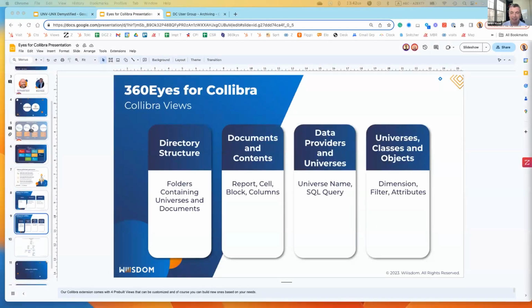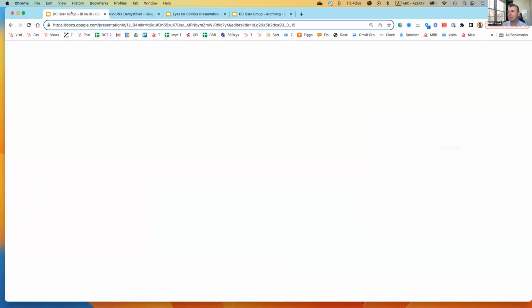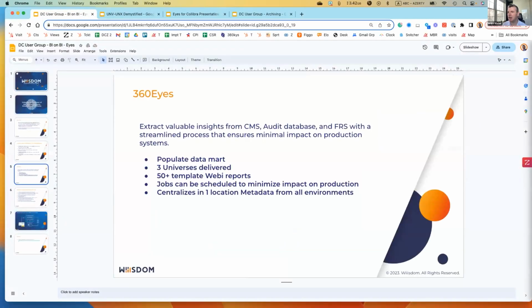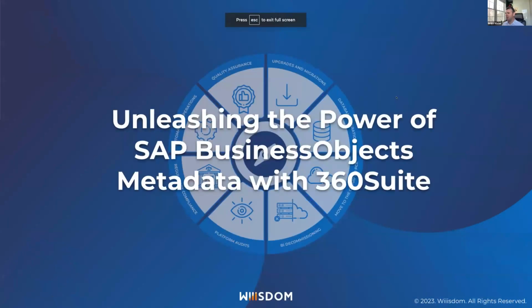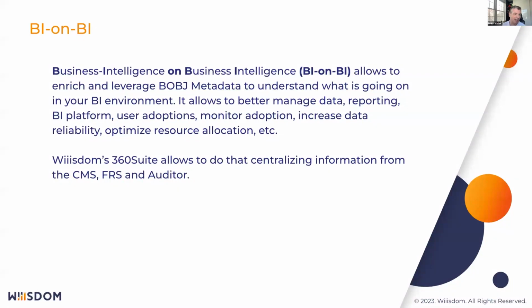Let me go to this one here in this case. Okay. Perfect. Okay. So here we go. So the topic right now that we're going to talk about is how to basically extract the metadata out of business objects, and how to leverage it with 360Suite, leveraging BI on BI. So it's all about BI and BI.